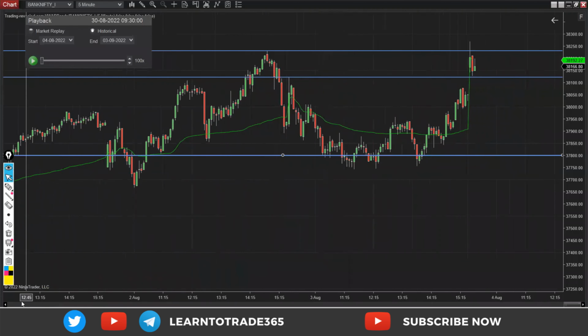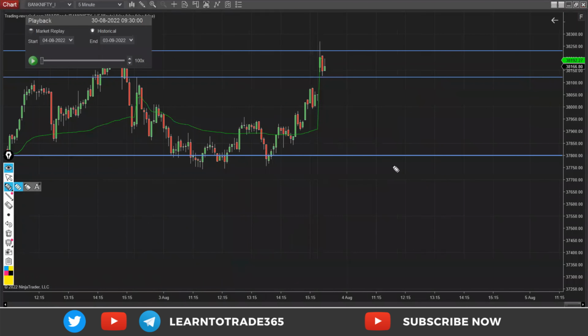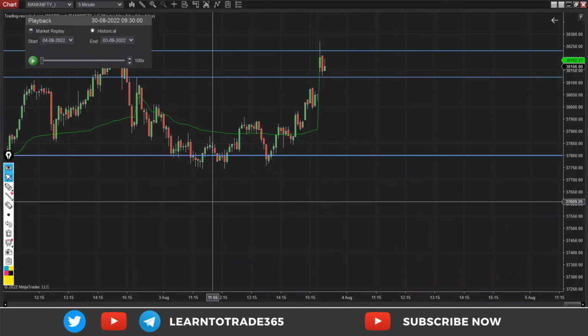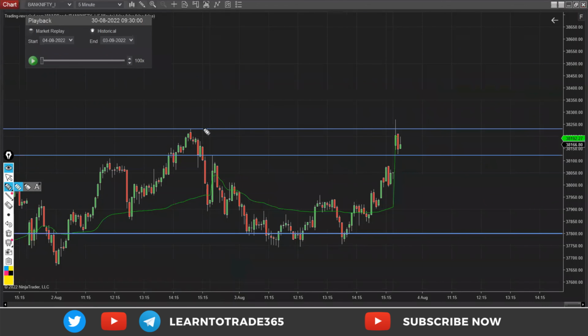Price is way far away from the weekly high. So there is no weekly high or weekly low reference level, but what we have is this reference level: 2 days back's untested high and previous day's high, both the levels are there. Let's run the chart at 100x speed.